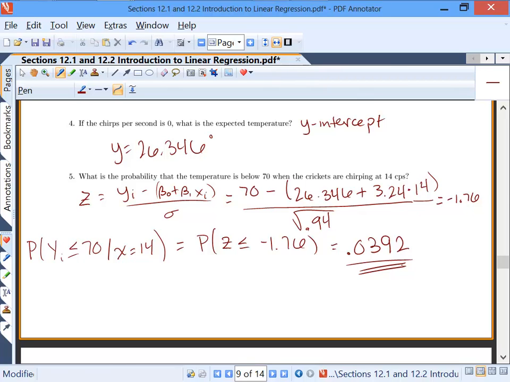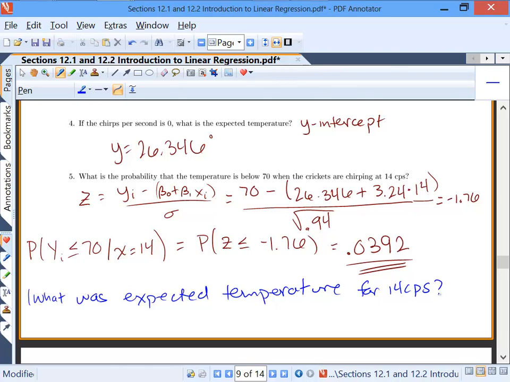So then we got a 4% chance that we're going to get a temperature of less than 70 if the trips per second are 14. And just as a little side note, just because I'm curious, what was the expected temperature for 14 trips per second?